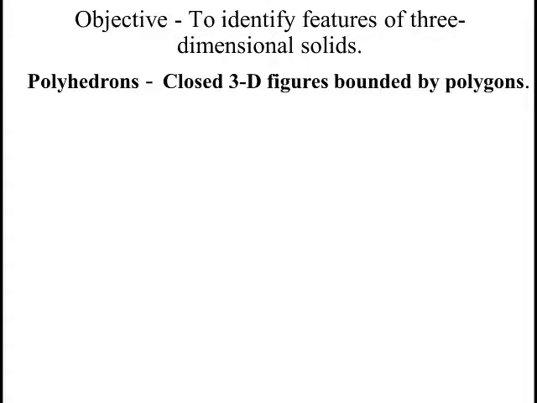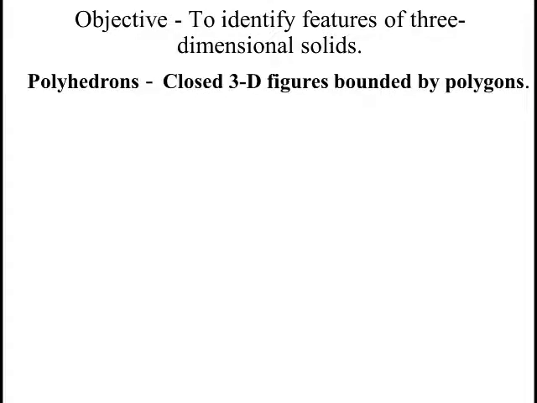Okay, this is 11-1, which is about identifying 3D solids and also looking at cross sections of these solids. Let's start off talking about polyhedrons. You remember that a polygon is a figure made up of straight line segments. There are no curves in polygons. Well, similarly, there are no curves in polyhedrons. These are 3D figures bounded by polygons.